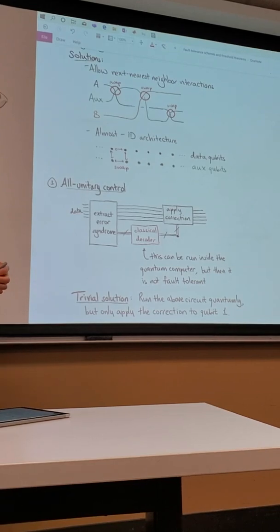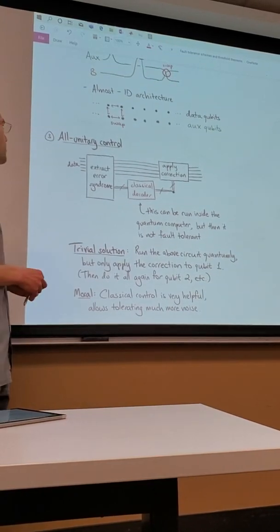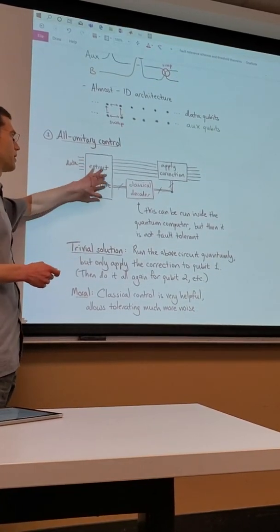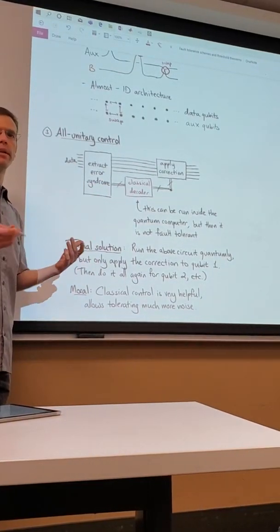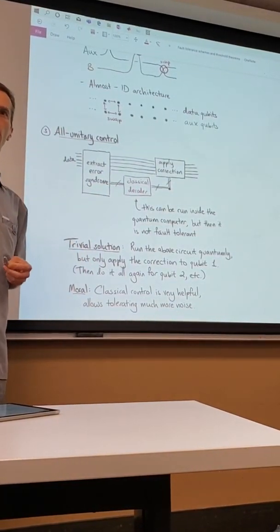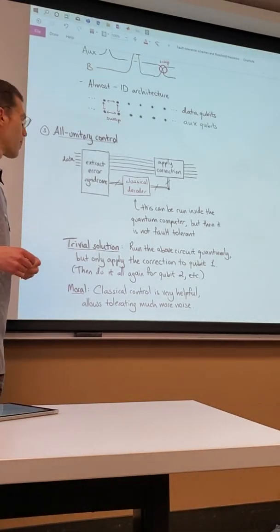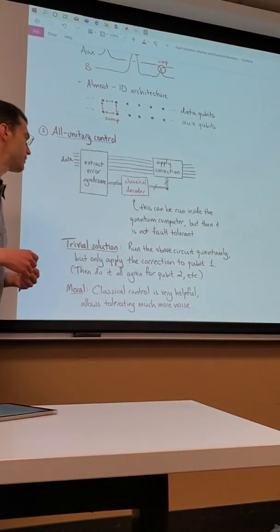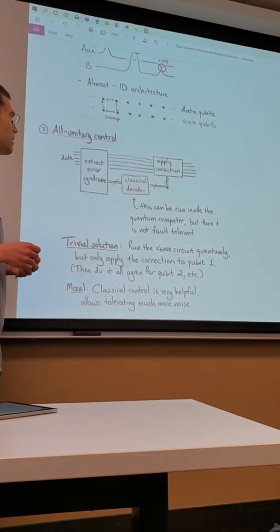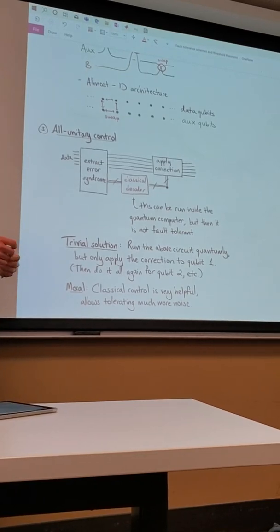So that's all a trick. In fact, we can do fault tolerance. In principle, we can do fault tolerance without a classical computer. So without any measurements, only using unitary gates. And this, you kind of have to convince yourself that it's true.